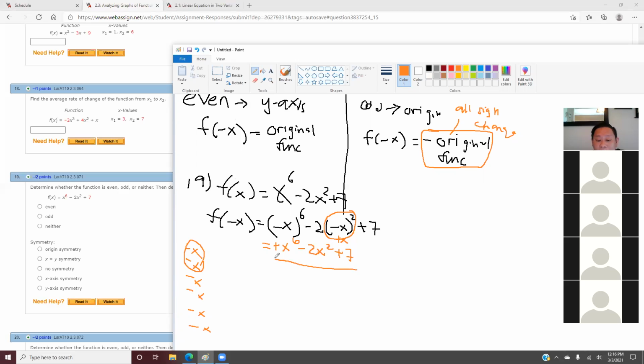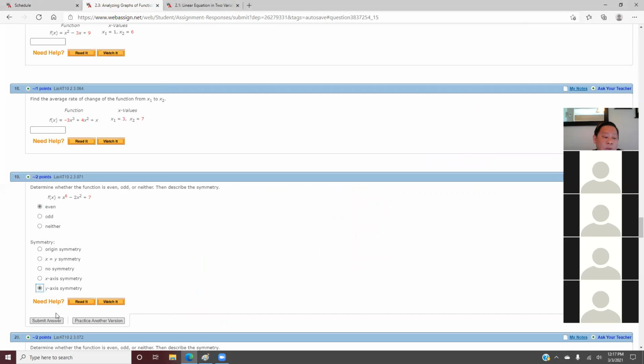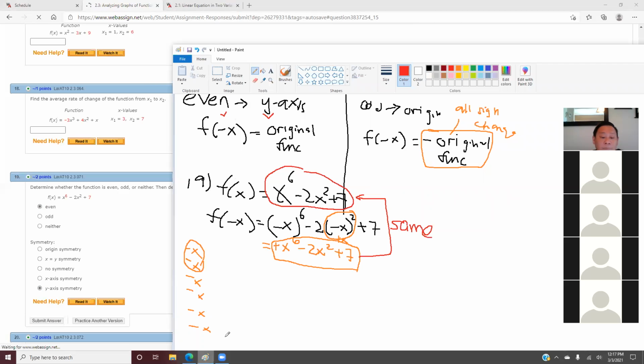So if you look at this f of negative x that you find, and you compare it with your original function, is this the same or does the sign change? These two are exactly the same. So if they are exactly the same, then it is even. So your answer in this case is even. If it's even, it's always symmetric to the y-axis.